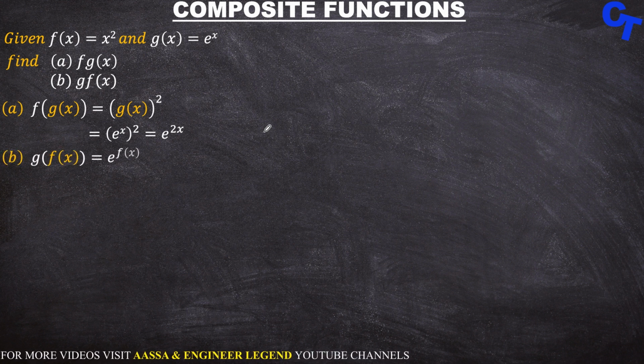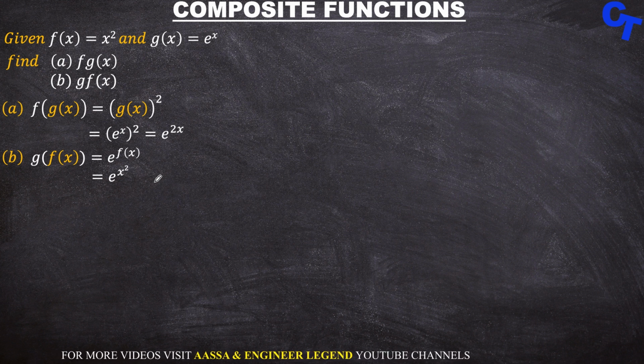Let's go to part B. For part B, we have gf of x. Now g of x is the power, so that means this one is going to become this one. And remember here we have e to the power. Where there is x, that's where we're going to put f of x right here. So let's do that. You're going to have e to the power f of x, and f of x is x squared, and that is going to be the answer. I hope you've understood.